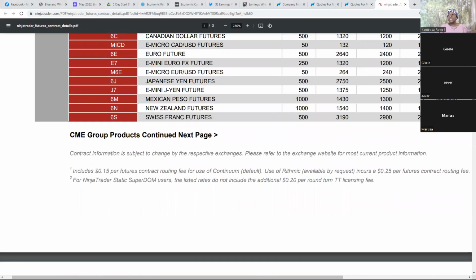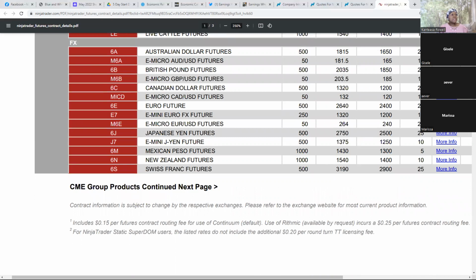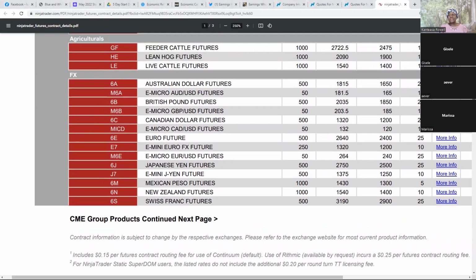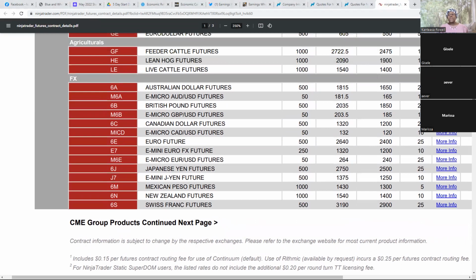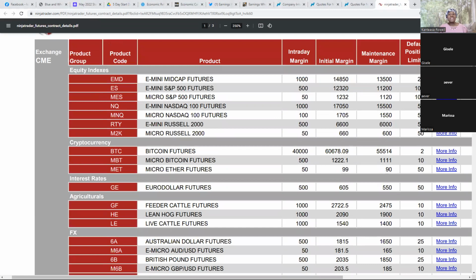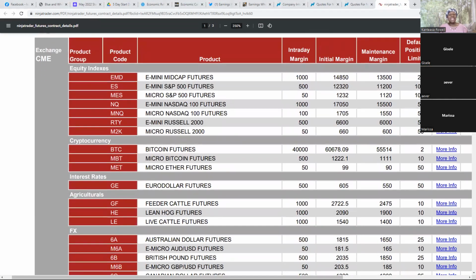Because once you learn this... This is Marissa. I have a quick question about deciding our margin, because wouldn't the cost of the contract play a major factor? So I wouldn't know if I wanted to start off with 50 versus 500, depending on the cost of the contract. Well, okay. Now the cost of the contract is something different.